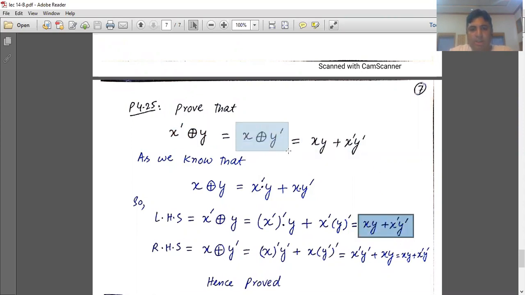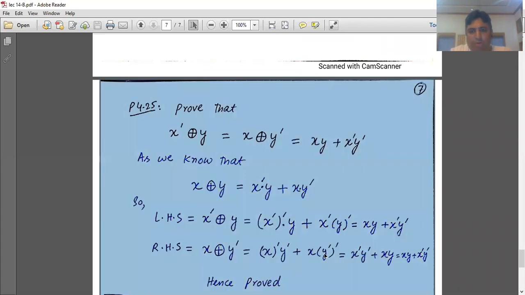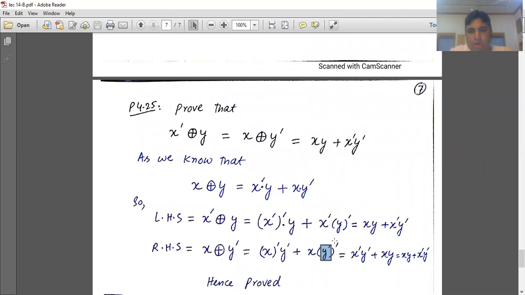On the right hand side, we can say our x is equal to one variable is x and our y is equal to y bar. So the right hand side is equal to x exclusive or y bar, which is x bar y plus x y bar, where y is equal to y bar. So y bar's complement is the double complement. So we will evaluate that this is x bar y bar and this will become xy, which can be rearranged as xy plus x bar y bar.